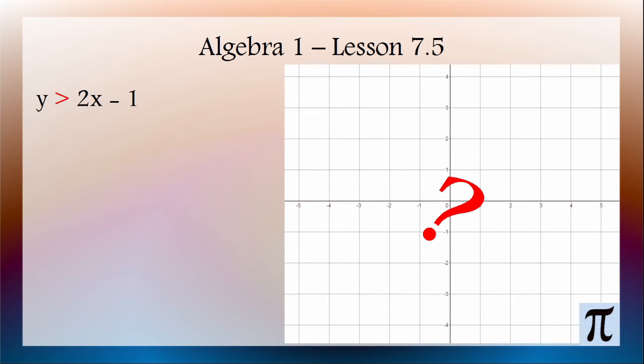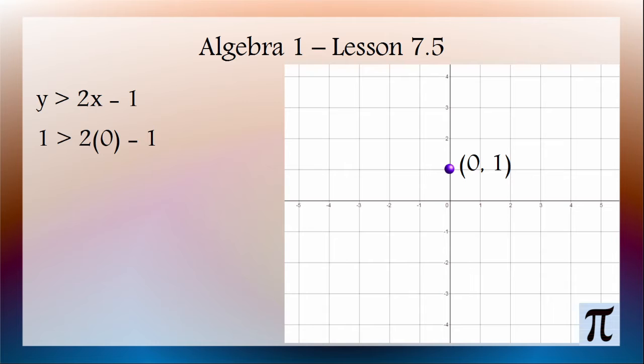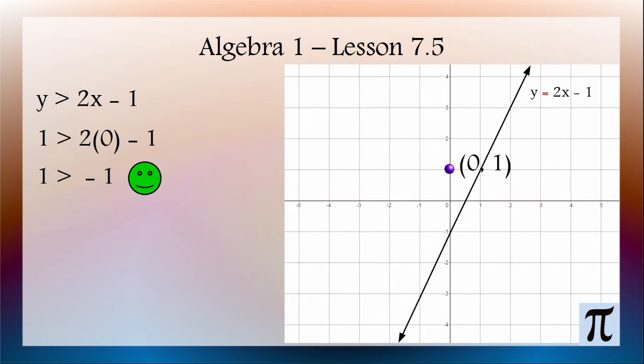But what if we had an inequality? What if it was y is greater than 2x minus 1? Well, let's try this point here. Let's see if this is a solution to this inequality. So we can substitute 0 and 1 for x and y to get to 1 is greater than negative 1. Well, that's true. However, it's not on the line that we saw before.